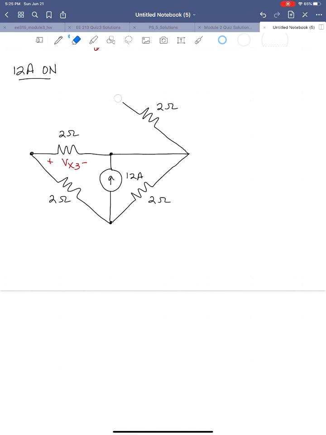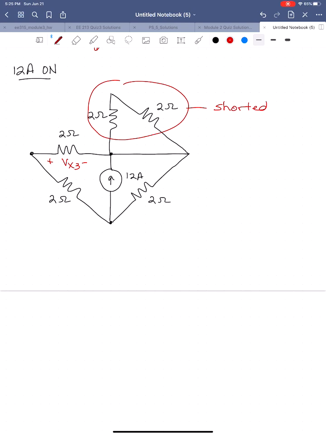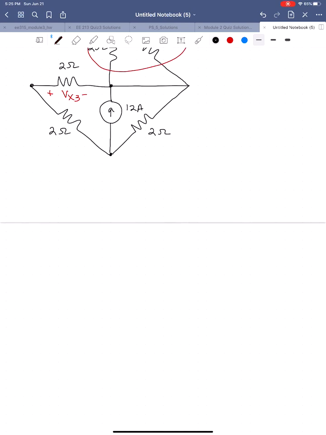Actually, you know what I'm going to do? I'm going to redraw instead. I'm going to leave this here and make a note that these are shorted out. And what we're going to have, and I'm going to draw it down below here, is just this part of the circuit now.